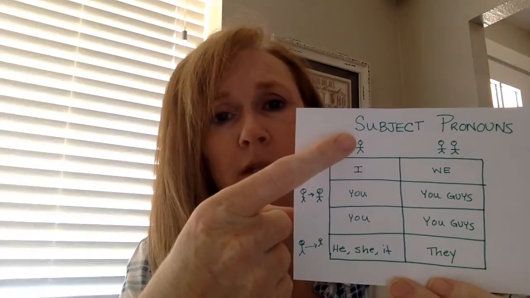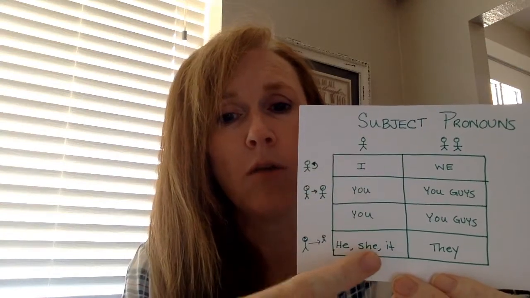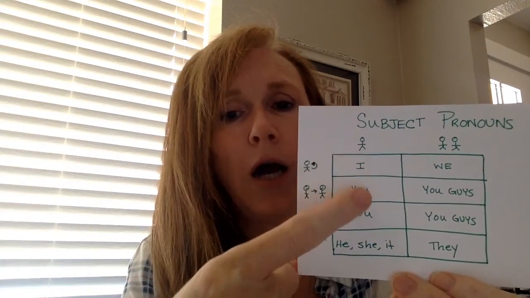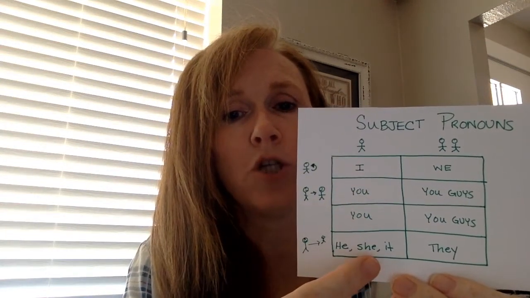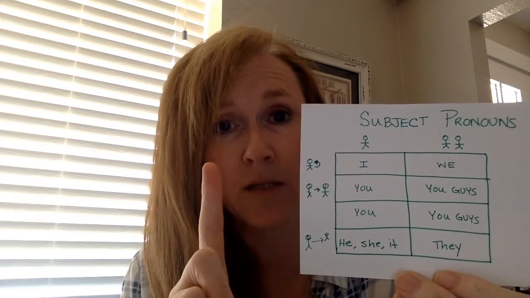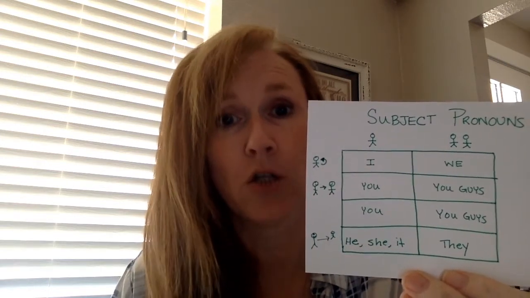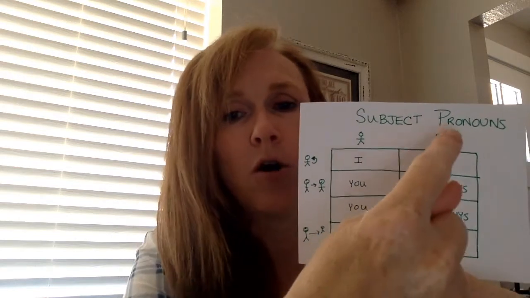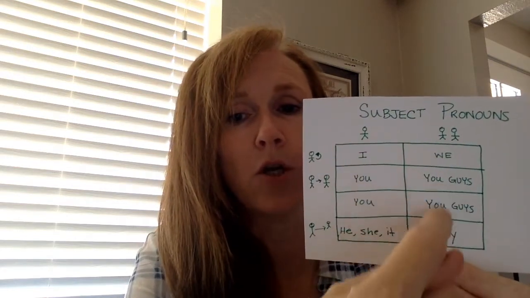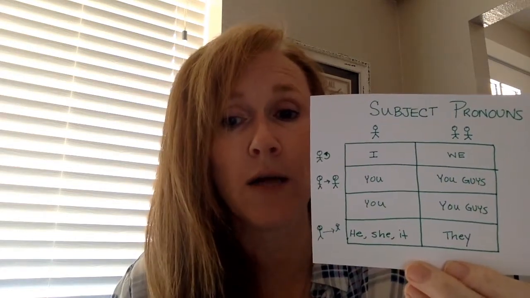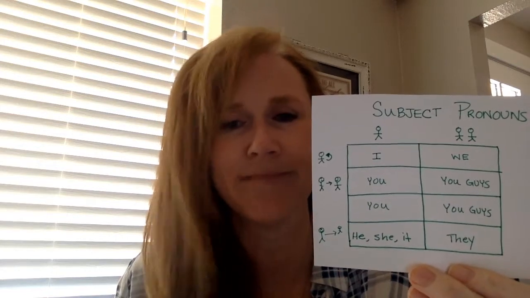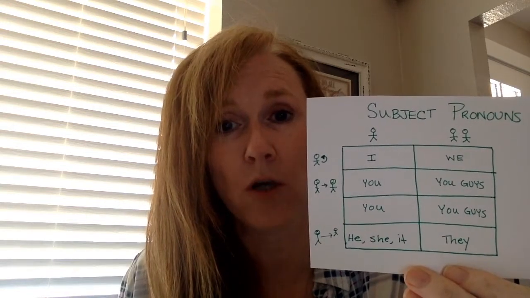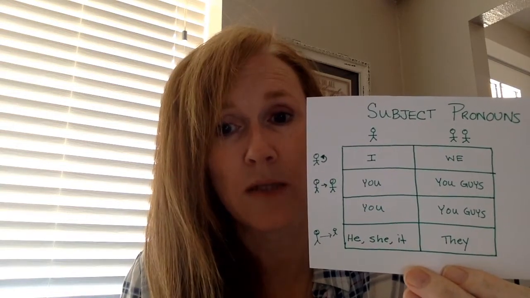We start off with a single person. This whole column is all single people. I, you formal, he, she, or it. That's just one subject, a single person doing a verb. This column is more than one person. So we, you guys formal, or in Spain, and they, okay? So that's how it works. Singular down one column, more than one person down the second column.